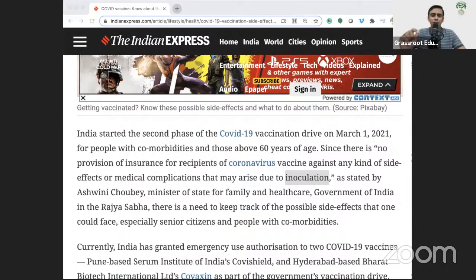So I will give you about 30 to 45 seconds. Frame a sentence with inoculation, inoculated, any forms. There are 5 inoculation centers in my city, for example. Senior citizens are getting priority for getting inoculated.